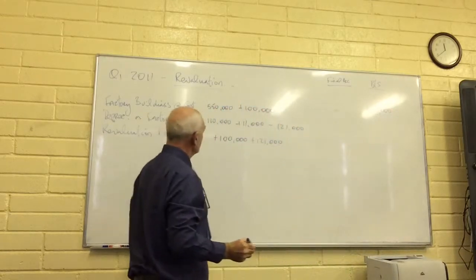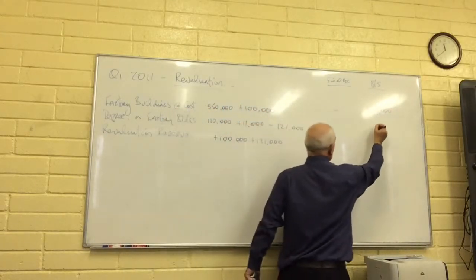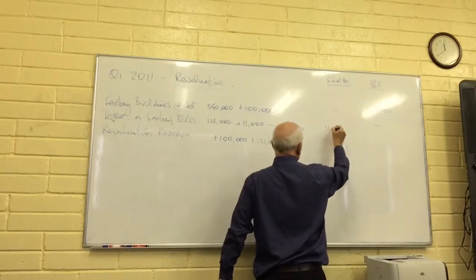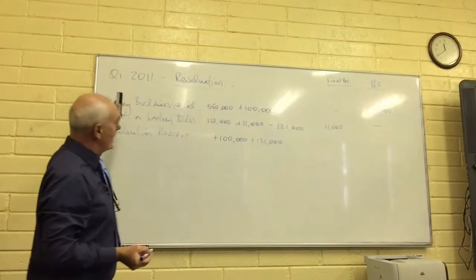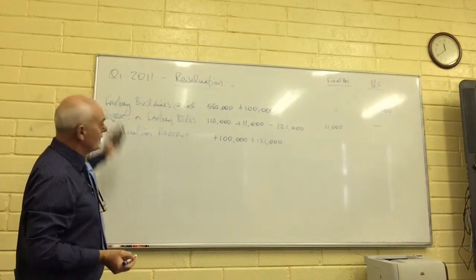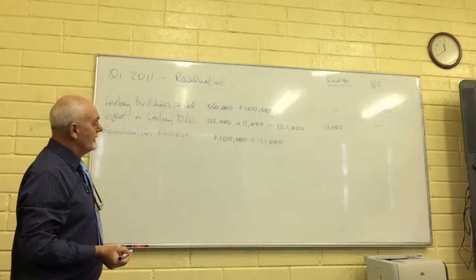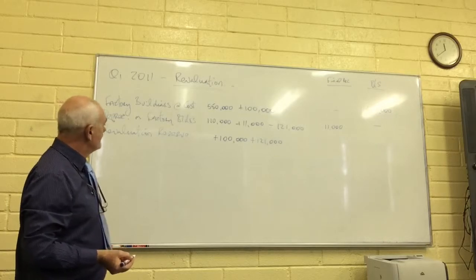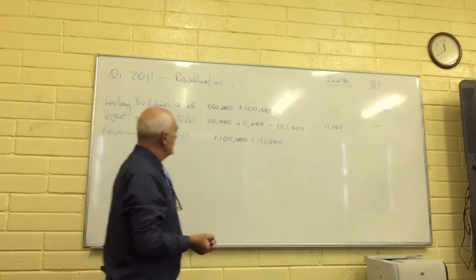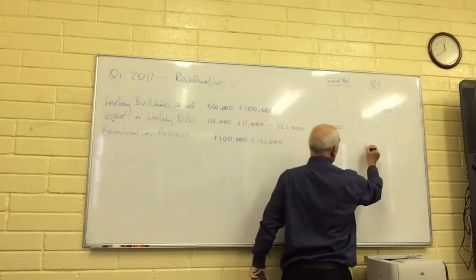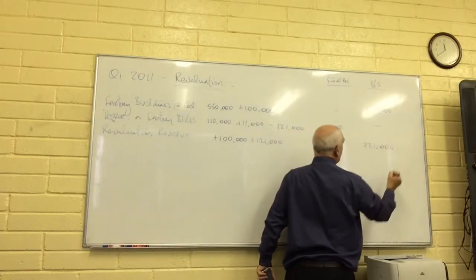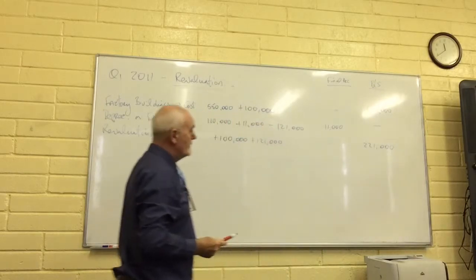The depreciation is gone. Don't forget the 11,000 to charge as a manufacturing overhead. Remember, it's a manufacturing account, so depreciation of factory buildings will be a factory overhead or an indirect cost. And the surplus on revaluation of 221,000 will go into the balance sheet as a capital reserve.